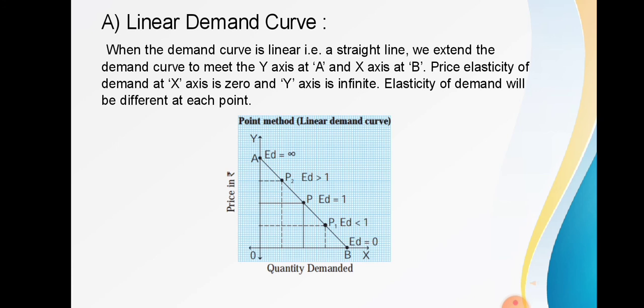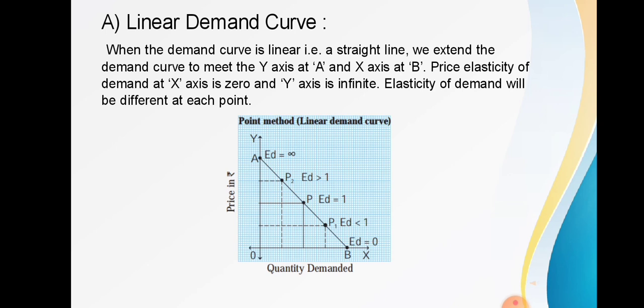At point P2, our formula is L upon U. Let us see this. Suppose this line is 4 centimeters, and each part from A to P2, P2 to P and P to P1 is 1 centimeter. So at point P2, the elasticity of demand is more than 1. How is it? L, the lower segment, is 3 and the upper segment is 1. So 3 divided by 1 is equal to 3, which is more than 1. So at point P2, elasticity of demand is more than 1.